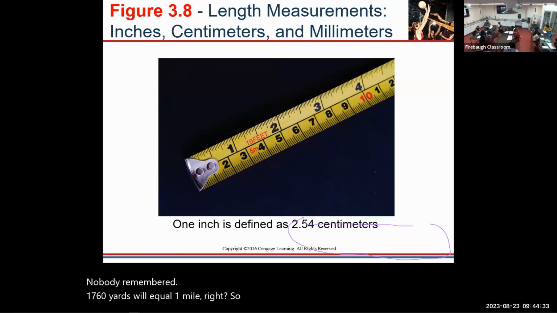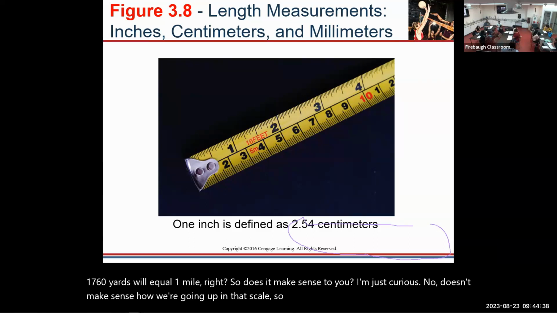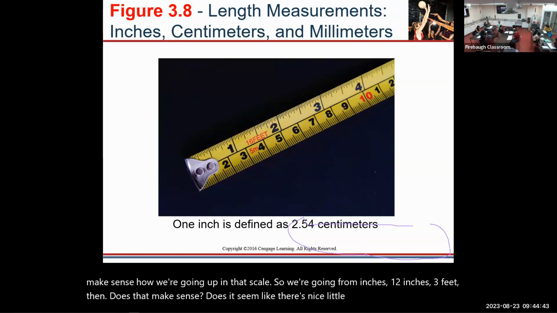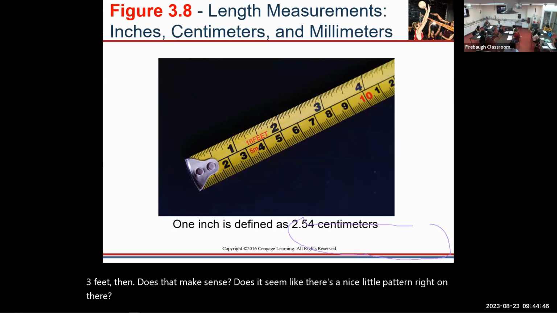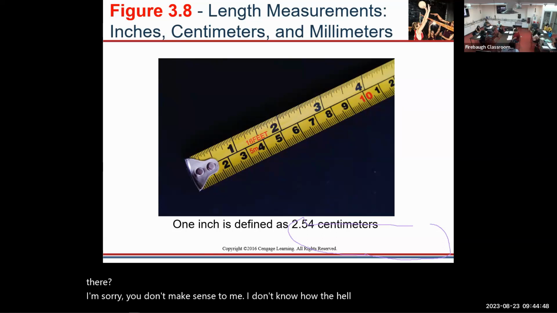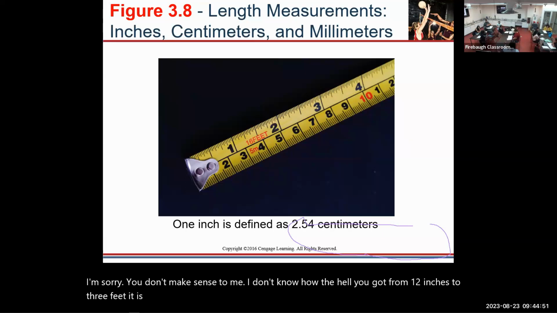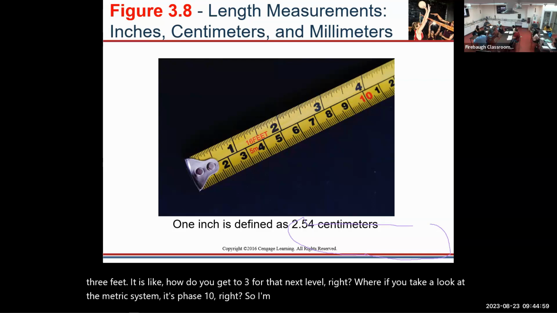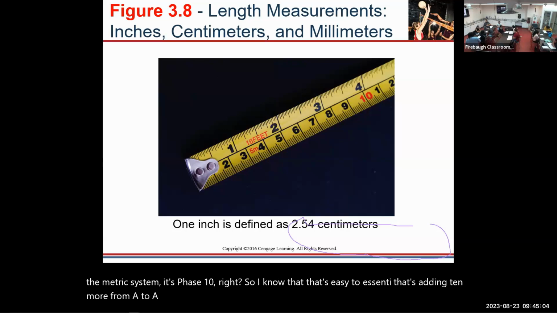So, does it make sense how we're going up in that scale? We're going from 12 inches, to 3 feet. Does it seem like there's a nice pattern going on there? I'm sorry, it doesn't make sense to me. I don't know how you got from 12 inches to 3 feet. How did you get to 3 for that next level? Whereas if you take a look at the metric system, it's base 10. From a deci to a centi, that's adding 10 more. From a centi to a milli, that's adding 10 more. Let me show you what I'm talking about.